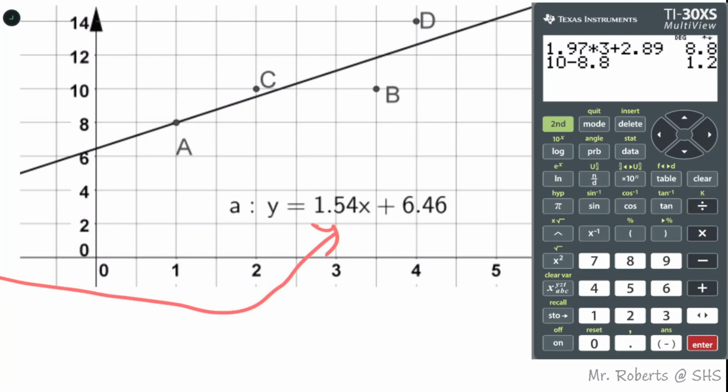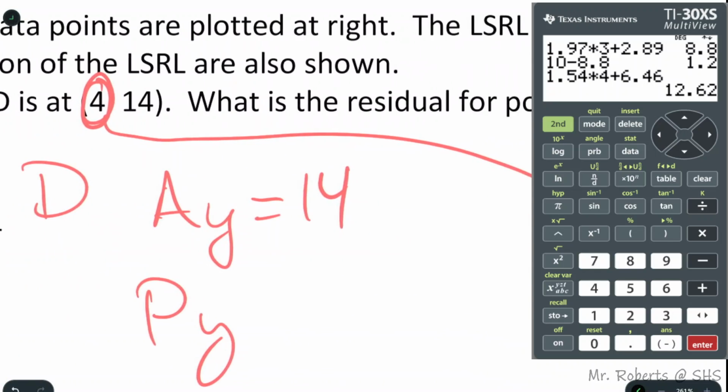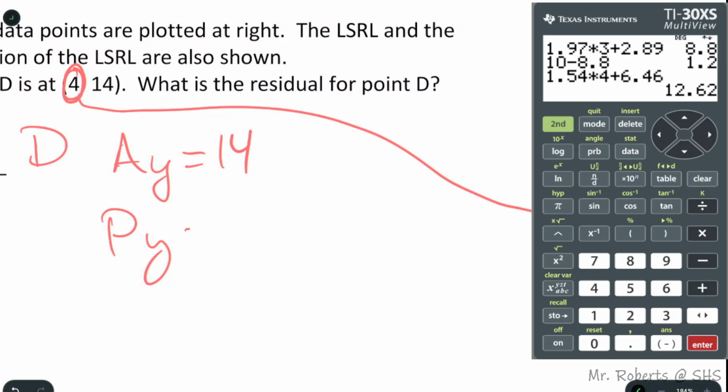Clear this. So I'm going to go 1.54 times the number 4 plus 6.46. And when I press enter, it says 12.62. So I'm going to come over here and record that my predicted y value is 12.62.